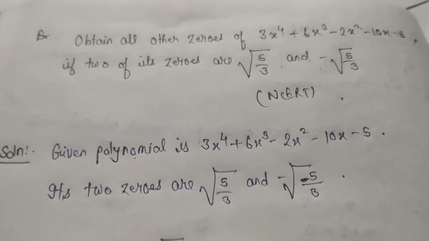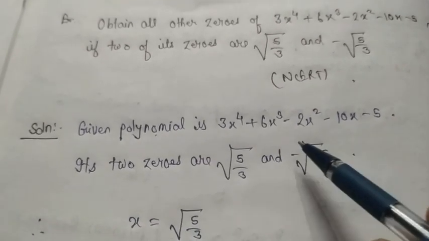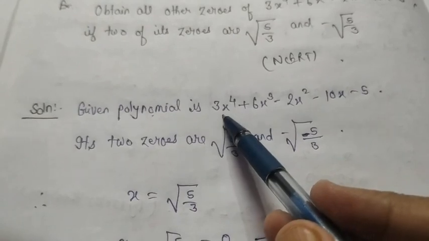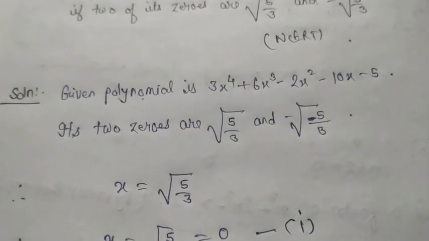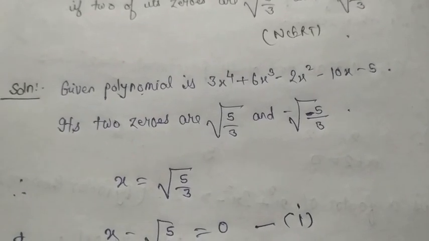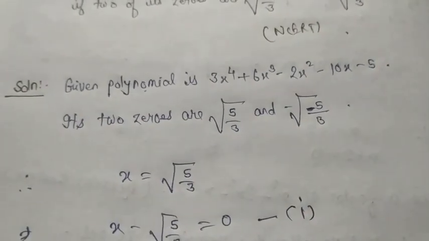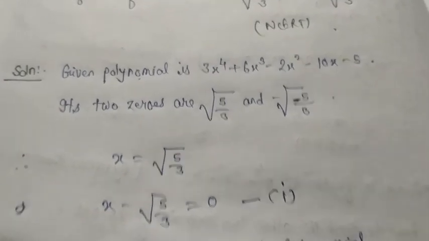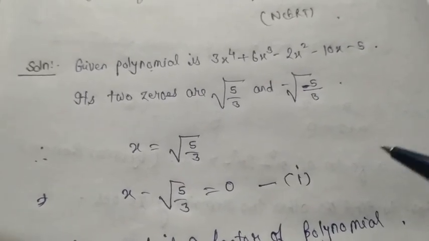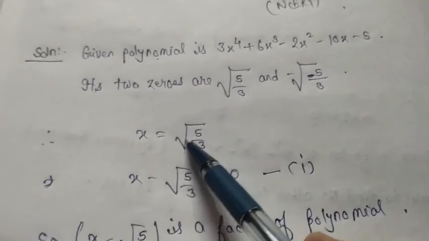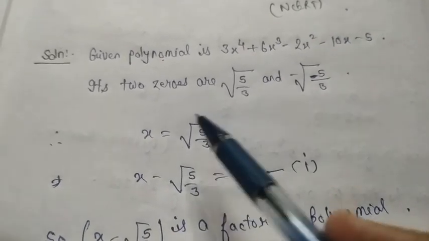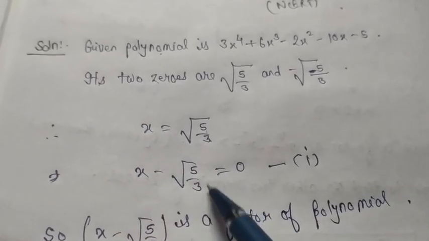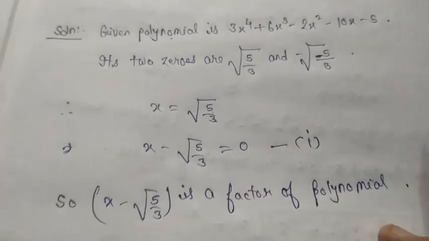Okay. So let's see how to solve. First, whatever information is given, note it down quietly and properly. So see, first the polynomial is 3x to the power 4 plus 6x cube minus 2x square minus 10x minus 5, and its zeros are under root 5 by 3 and minus under root 5 by 3. So children, zeros are nothing but the values of the variable, na? So what I have done, I have written x equal to under root 5 by 3. Okay. So when I put this to this side, it will become x minus under root 5 by 3, and x minus under root 5 by 3 will be equal to 0.